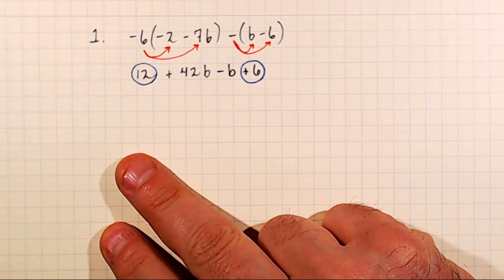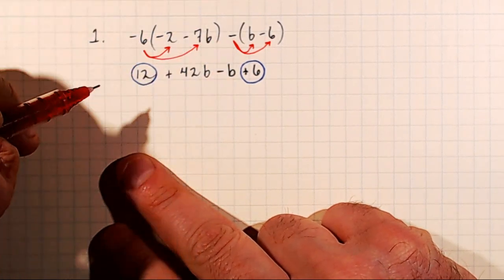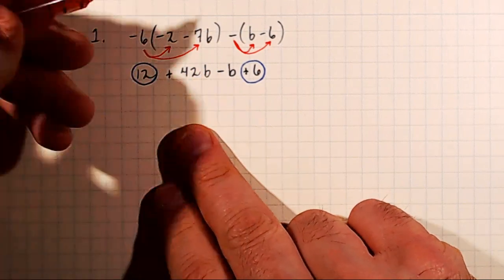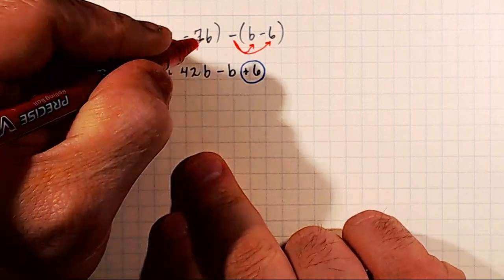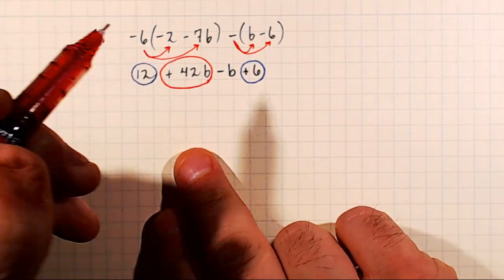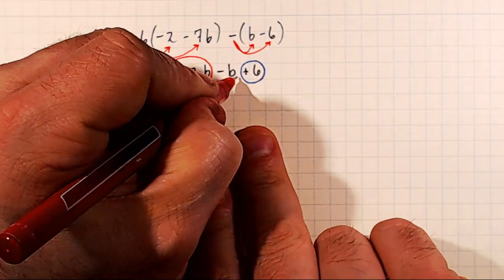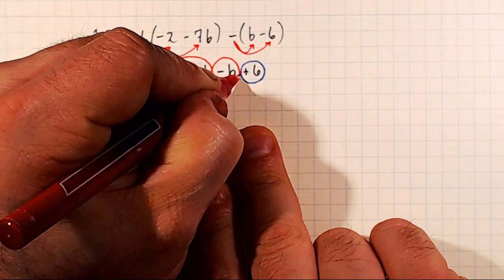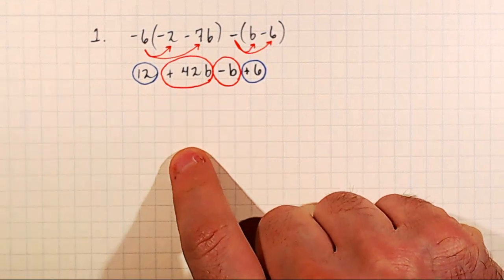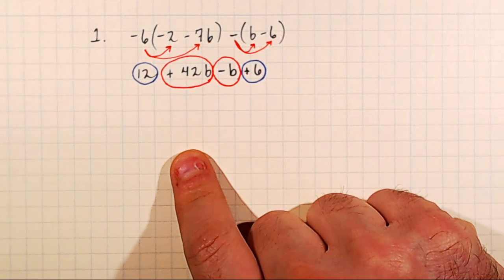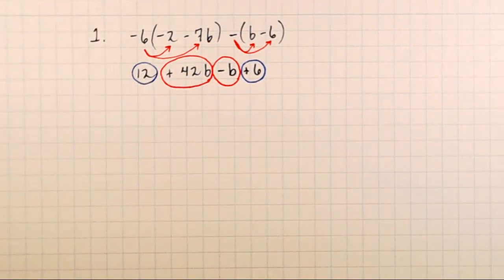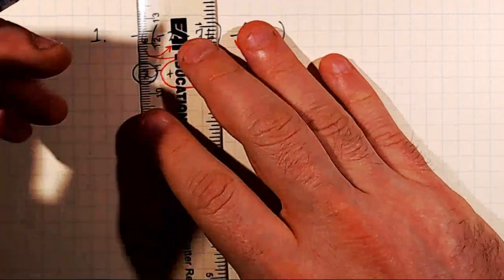The other type of term that I have in this expression are these coefficients and variables. So here's plus 42b, or positive 42b. Circle that. And I also have negative b. So I'll use red ink to indicate that I'll be combining the b terms, so to speak. All right. So now I add the different groups of terms that I have. So 12 and 6 go together.